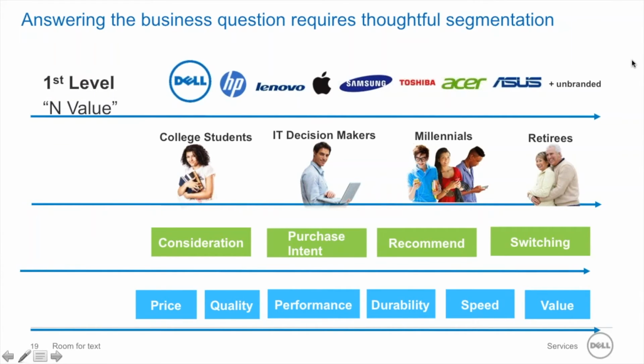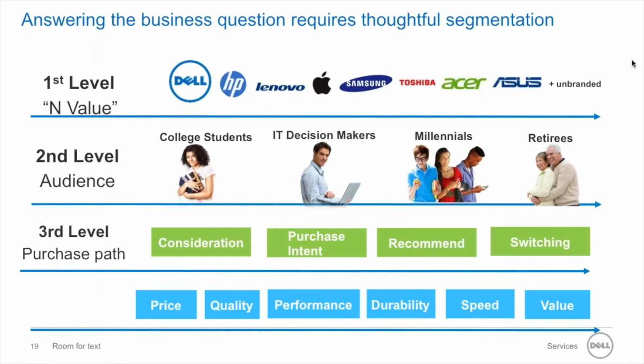And the first is going to be that end value, and that is the brand that you're looking at. That's our first starting point of segmentation. It's that share of voice. How many people are talking about Dell versus HP versus Macs, etc. And then the second level is who is the audience that we want to look at? Is it college students? Is it IT decision makers, millennials, or retirees?